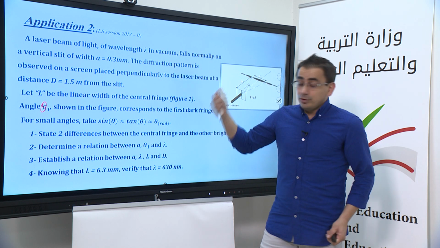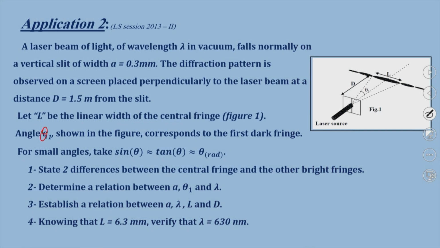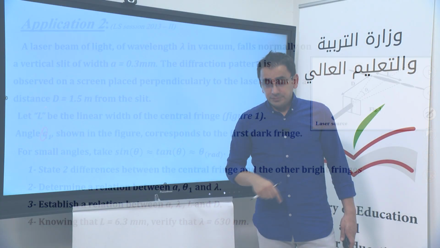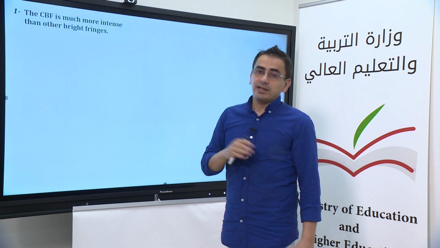اوكي؟ رح نروح لنشتغل فيهم ستيب باي ستيب. ان شاء الله تكونوا اخذتوا صورة هون. اوكي؟ When I move to the second page ما رح فيها نرجع، رح نحكي عنهم step by step. So 1. State two differences between the central bright fringe and other fringes.